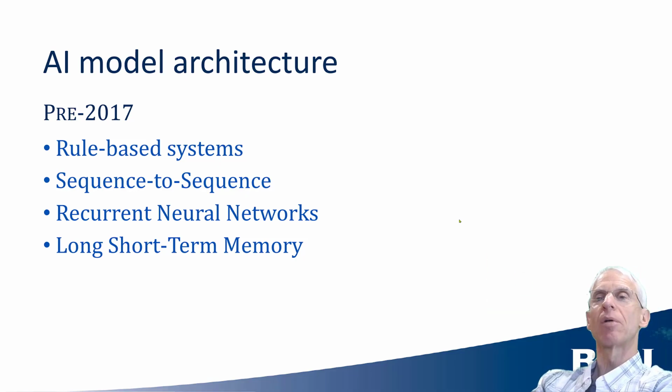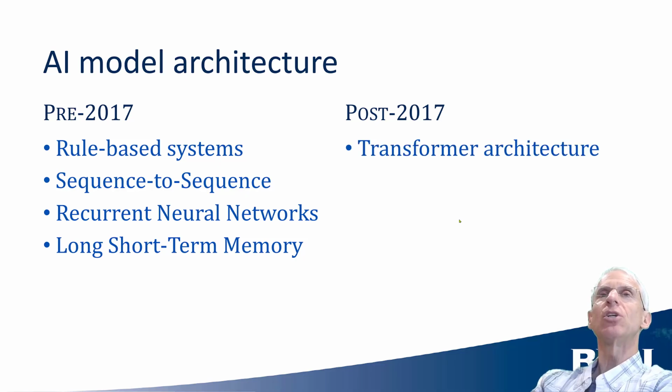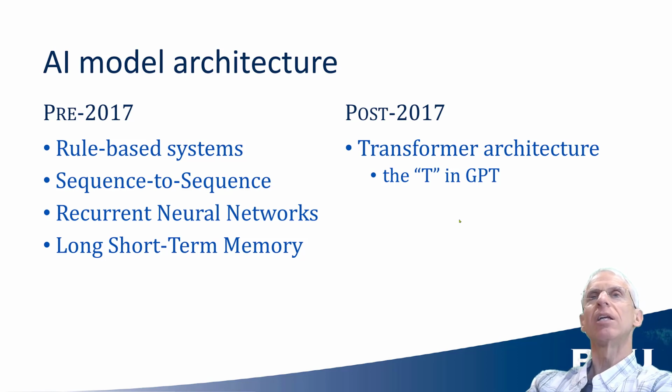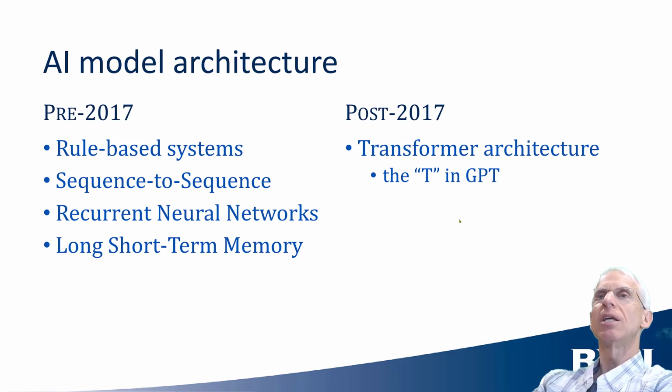So these were some of the attempts people had before 2017 to make large language models work effectively. Some worked, but a lot of them didn't work very well. After 2017, we shifted to a transformer architecture, which is the T in GPT. GPT is the generative pre-trained transformer. So it's a transformer architecture.